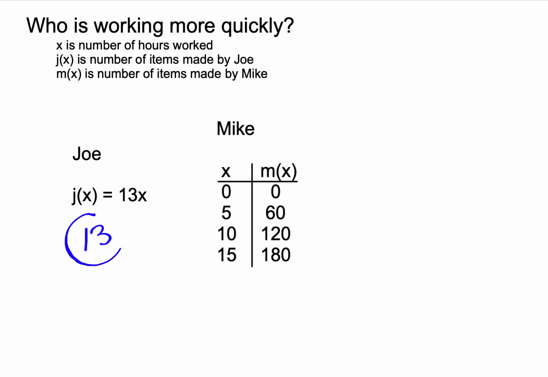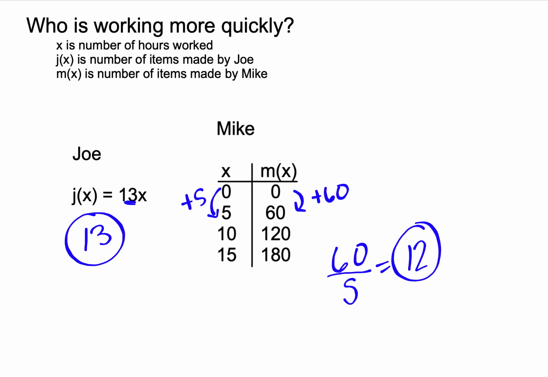Joe has a slope of 13. We can find that right here in the equation. Mike has a slope where his output changes by 60 while his input, his hours, change by 5. And the slope there is 12. So in making the comparison, who is working more quickly is Joe, because 13 is greater than 12.